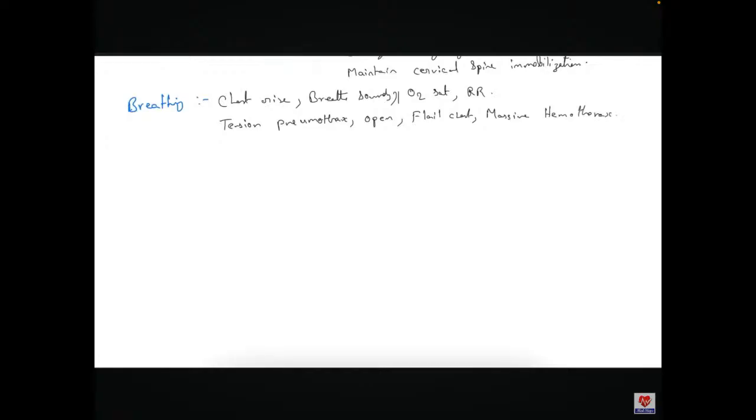So in actions, what are the things we have to do? In trauma patients, we have to give oxygen at 15 liters per minute. Okay, and we have to start chest decompression.